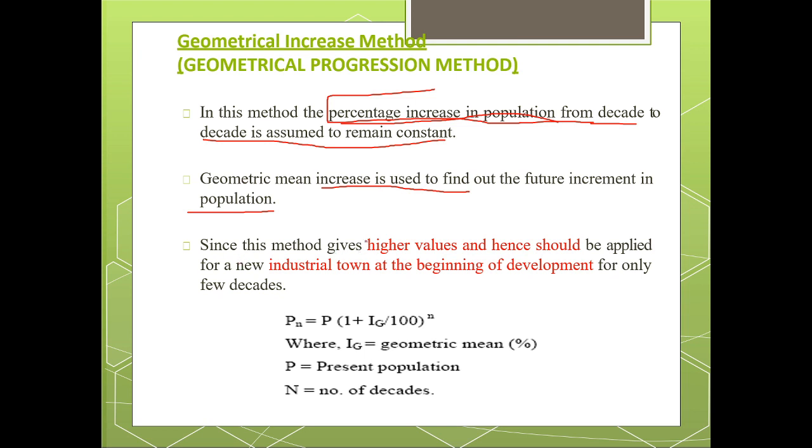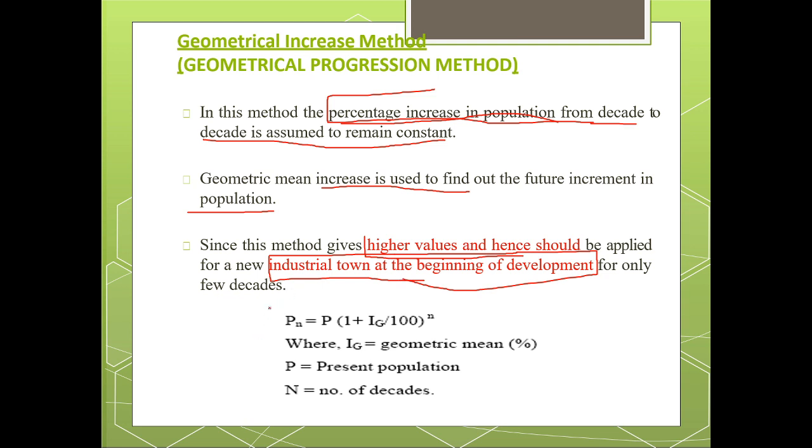Since this method gives higher values, it should be applied for a new industrial town at the beginning of development, so this is the best method for new developing cities, only for a few decades, not for long. If you take older cities, the arithmetical increase method is the best one. For new cities, the geometrical increase method is best suited.